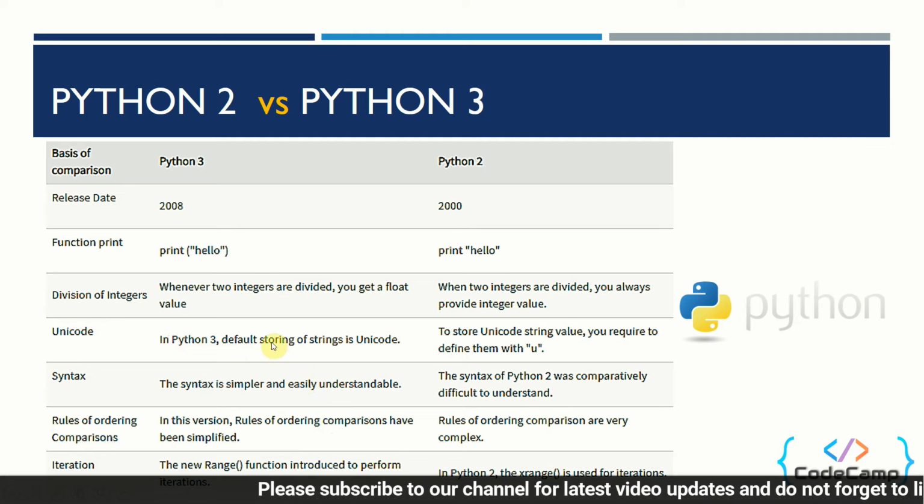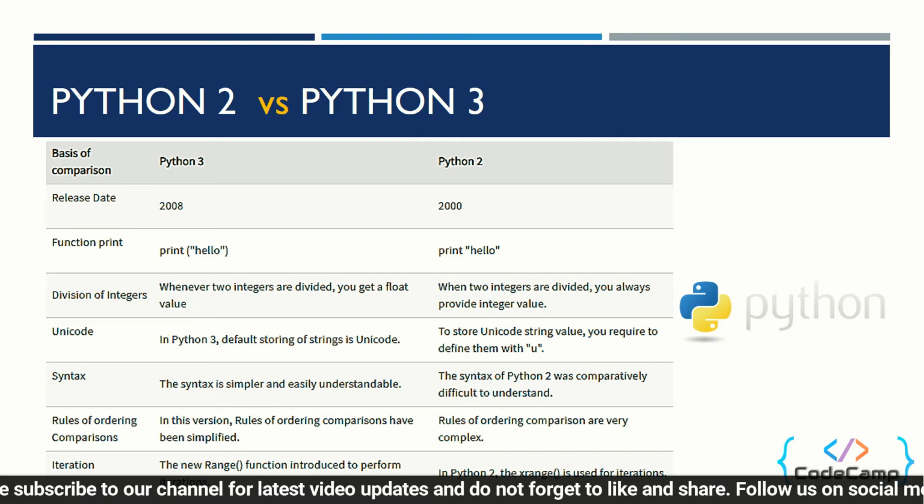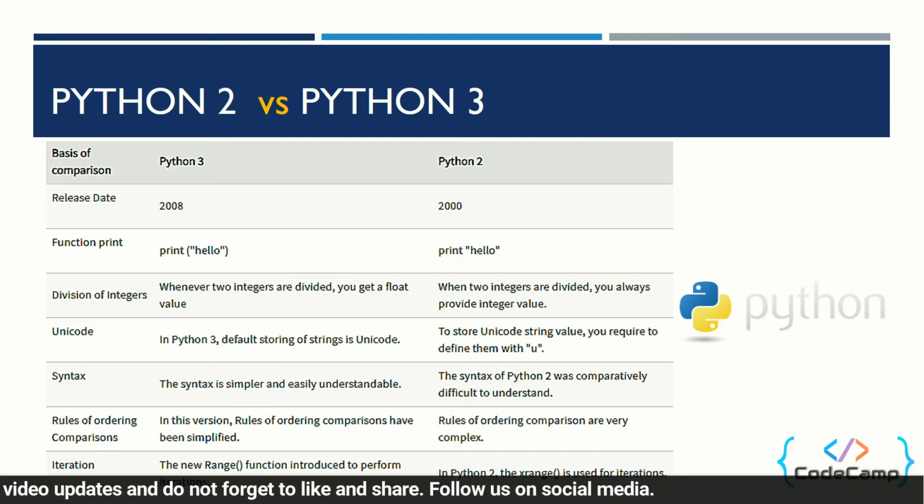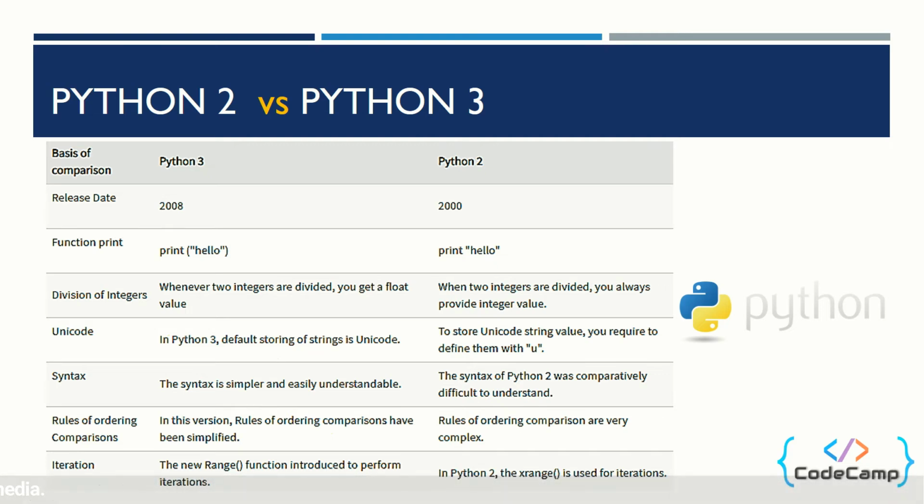Now coming to the string in Python 3. In Python 3, string uses Unicode, while Python 2 used American Standard Code. Now, if I talk about the syntax of the Python 3 programming language, then the syntax is simpler and easy to understand, while the Python 2 syntax was difficult to understand.